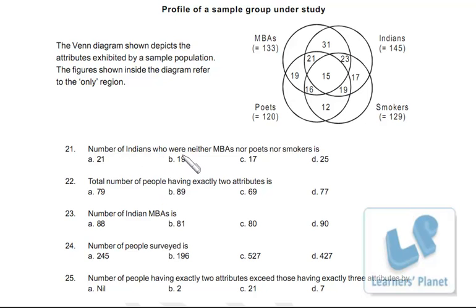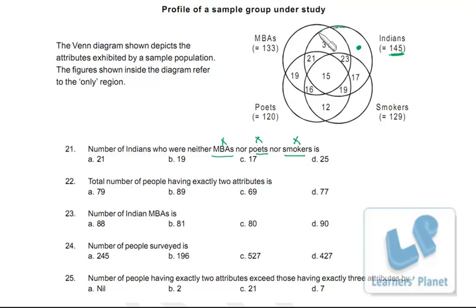Number of Indians who were neither MBA nor poet nor smokers. That means we have to see in all there are 4 things: MBA, poet, smoker, and Indian, right? We don't want MBA, we don't want poet, we don't want smoker, right? We only want Indians. So in this circle of Indian, the total number of Indians are 145, right? We want only Indian, exactly one qualification, that is Indian. That means value of this part.